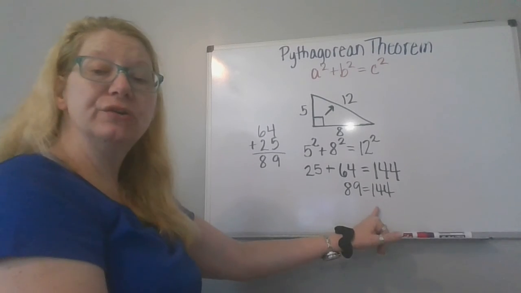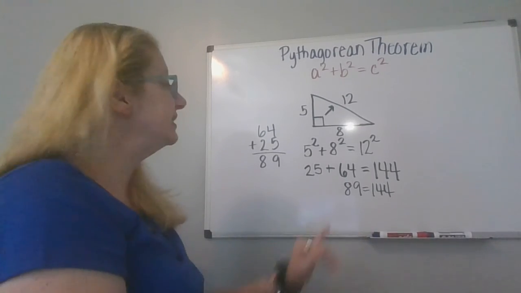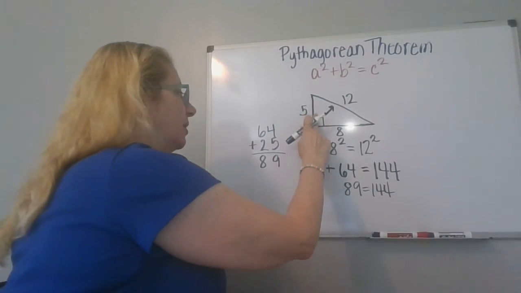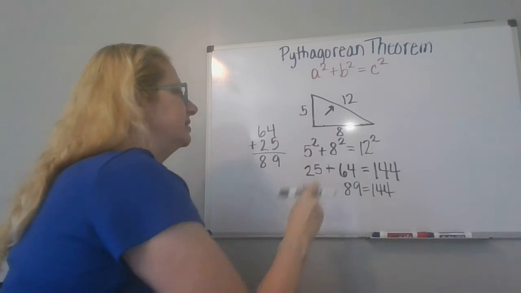Because these two numbers are not equal to one another, this is not going to be a right angle. So I've got to erase this because it is not a right angle.